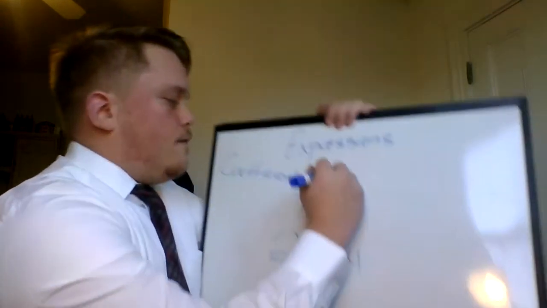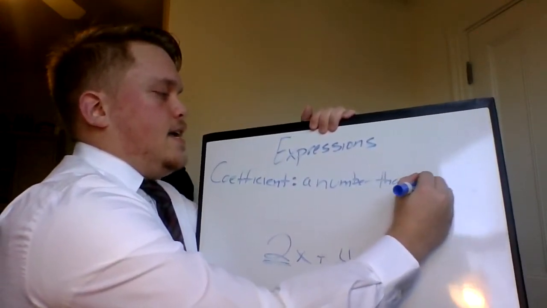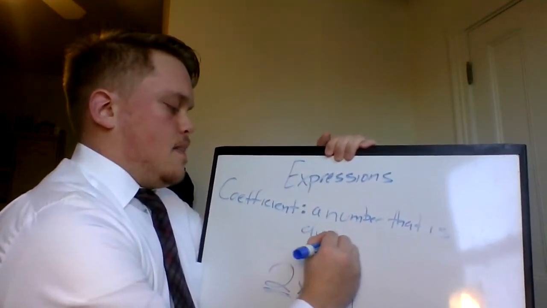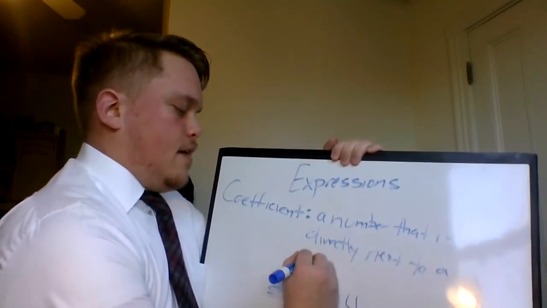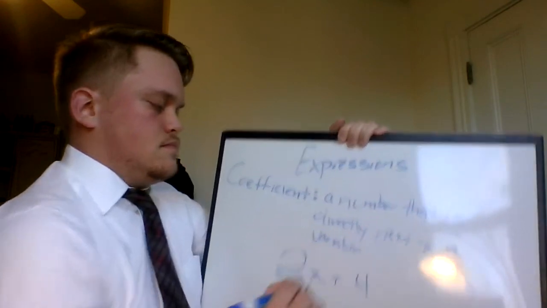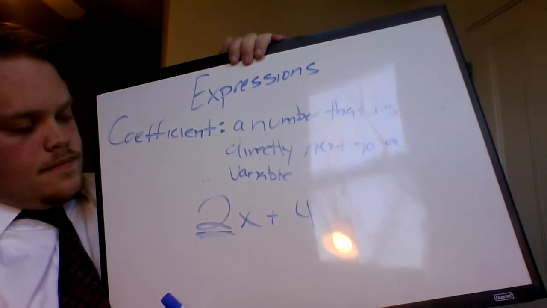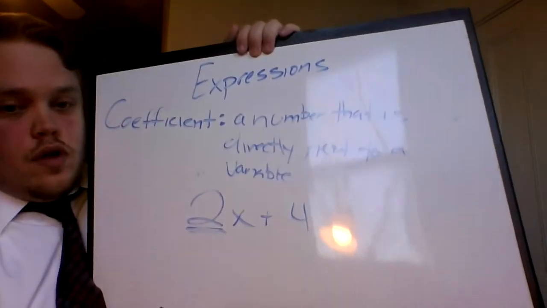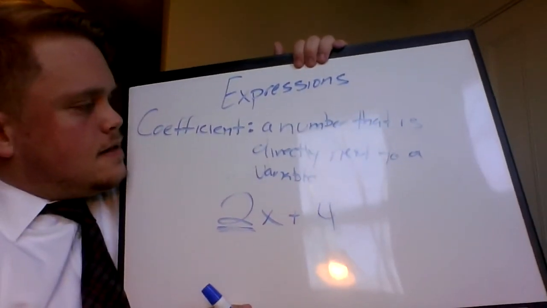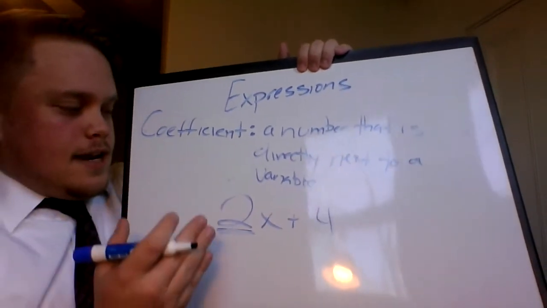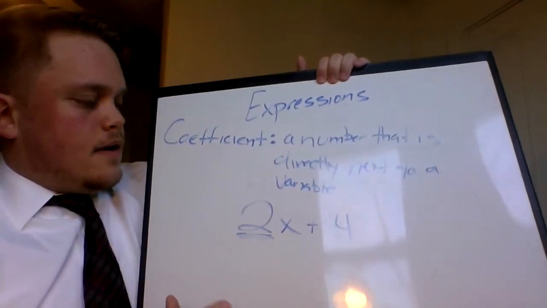And simply, a coefficient is a number that is directly next to a variable, and it affects the variable. We'll go over how it affects that at a later time. That might be tomorrow's lesson. For today, all we're worried about is identifying these 3 things. So, easy things to remember.